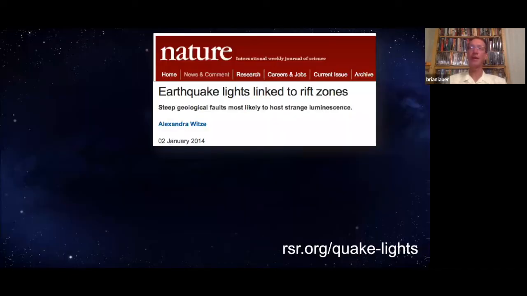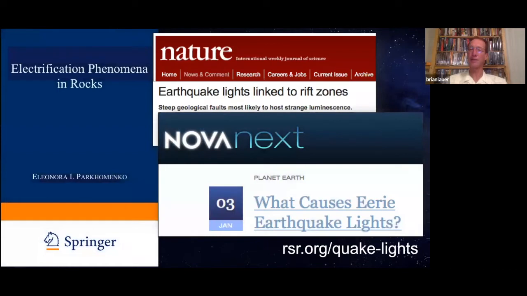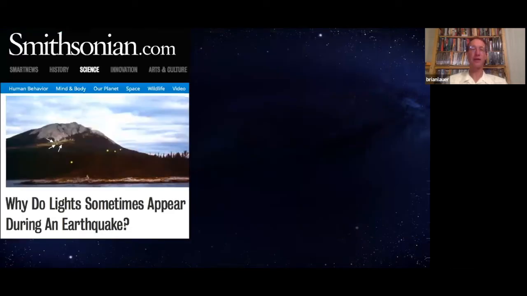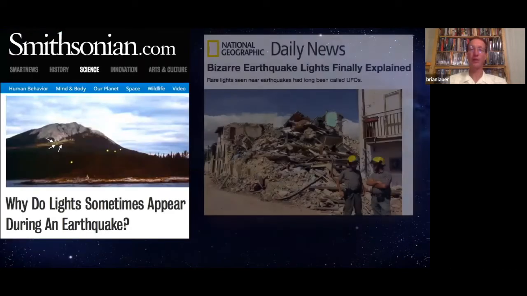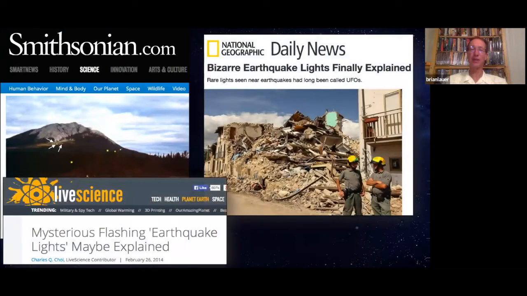And how do you get earthquake lights linked in the rift zones? How do you get electrification phenomenon in rocks? What causes earthquake lights? Why do lights sometimes appear during an earthquake? And bizarre earthquake lights, how do you do that? Mysterious flashing earthquake lights may be explained. What's causing these sparks, this electric activity in earthquakes?